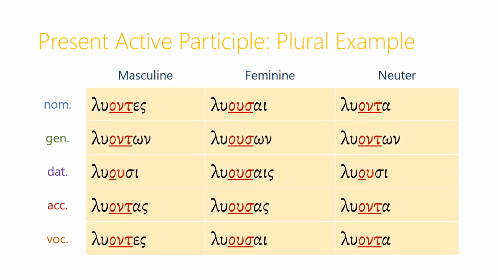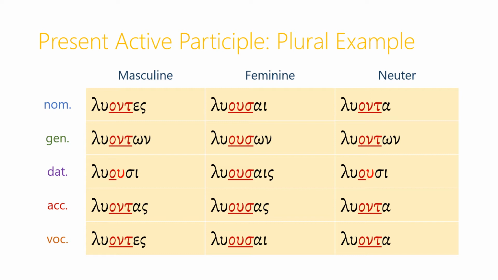Now let's look at a plural example, a present active plural participle. As we can see, these are even more regular than with the singular. We don't have the sort of irregular endings that we saw in the singular. So we have almost across the board just the omicron connecting vowel plus the regular voice indicator.